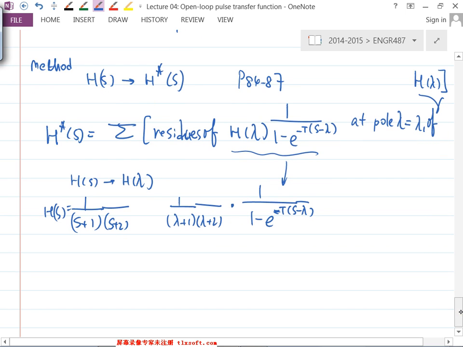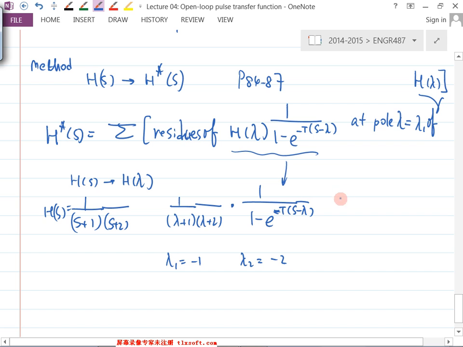Now, talking about the residues of this guy. First of all, how many poles here? We have 2 poles, right? Poles lambda 1 equal to -1 and lambda 2 equal to -2. So in this case, how many residues? We will have 2 residues.